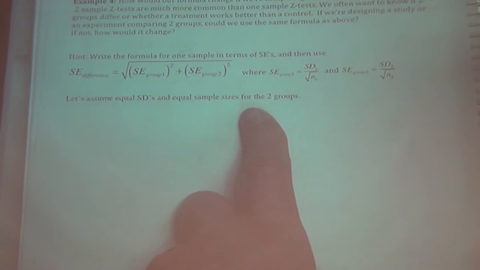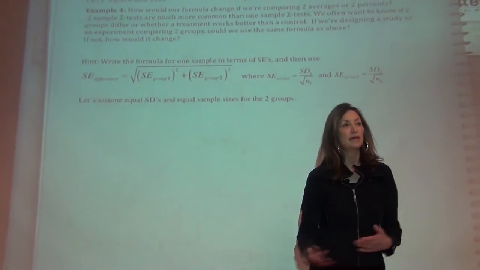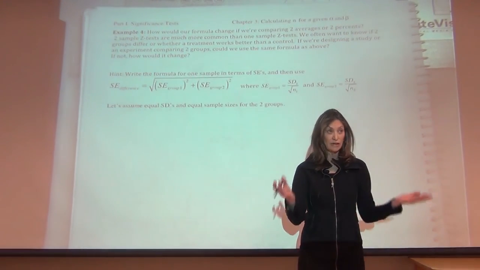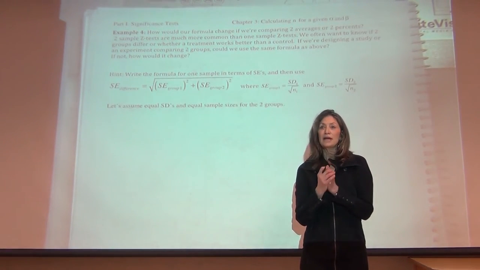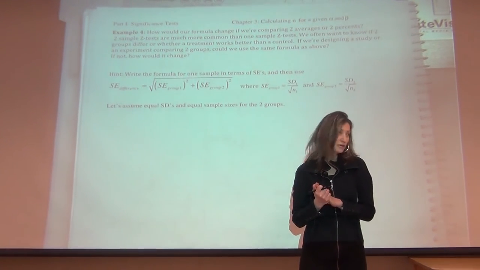So often you're comparing two samples, and so how would our formula change? We often want to know if two groups differ. Right now, what am I asking? I'm asking whether this one sample just differs from some claim that the professor made. Our null was that the population average of the whole class was 6 hours of studying time, and we thought it's 8.